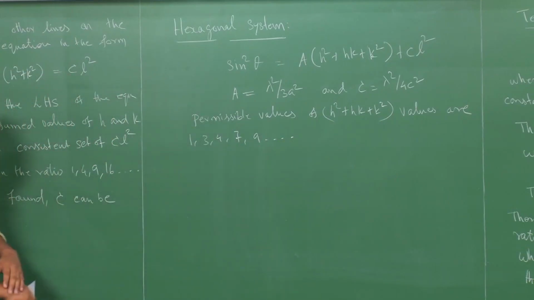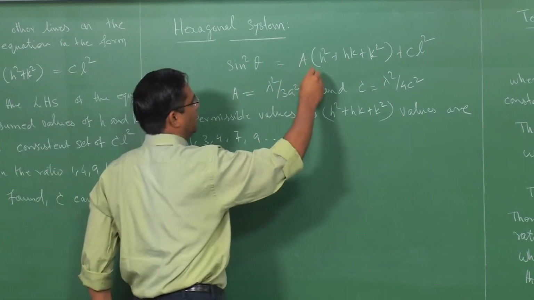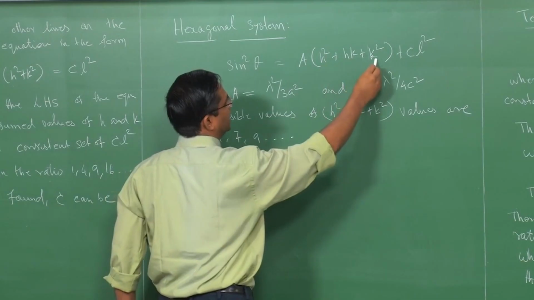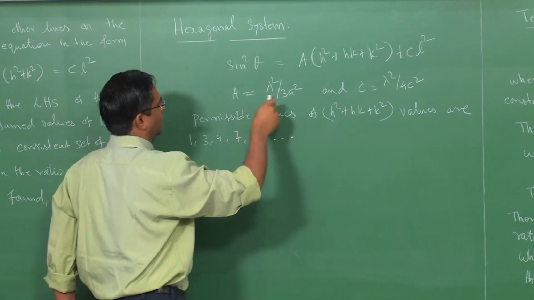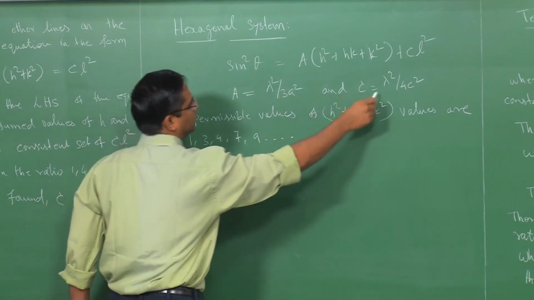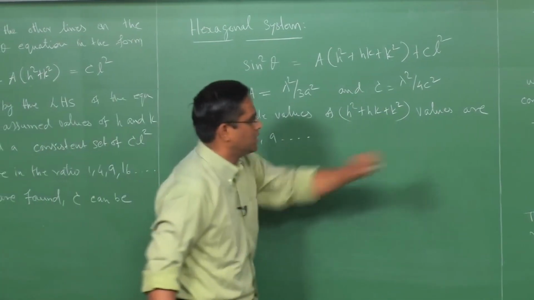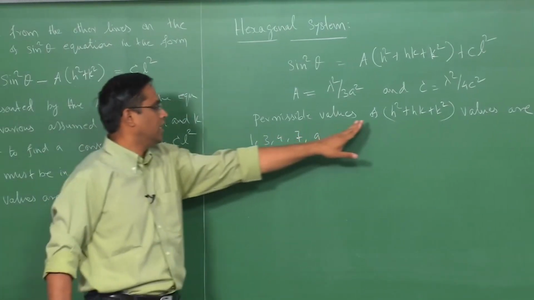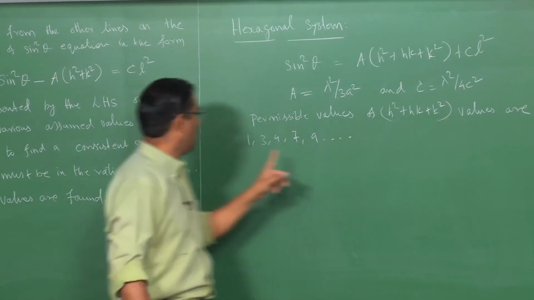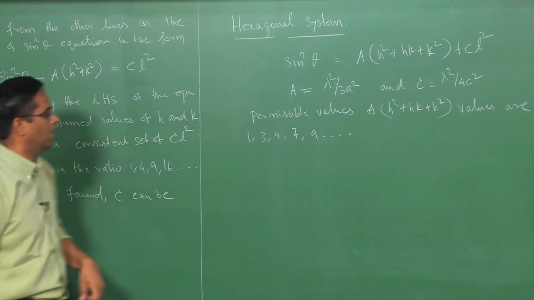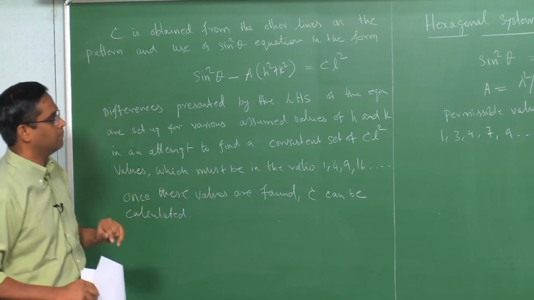For a hexagonal system the sin square theta relation is like this: sin square theta is equal to A into h square plus hk plus k square plus C l square, where A and C are constants, where A is equal to lambda square by 3a square and C is equal to lambda square by 4c square. Similar to the tetragonal system, we will have permissible values in the hexagonal system, like for h square plus hk plus k square the values are 1, 3, 4, 7, 9, etc. Again, you can make a table and find out these constants in a similar manner.